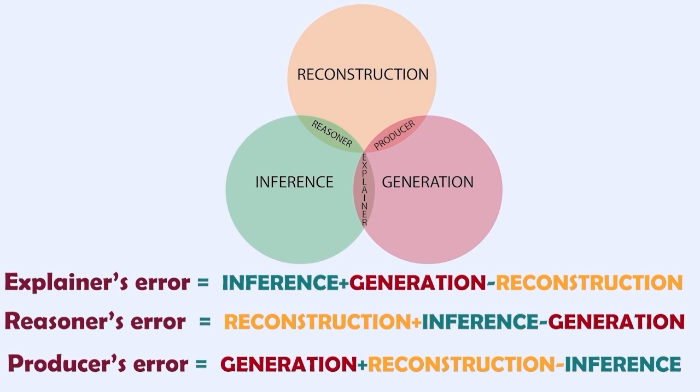Finally, the producer's error is determined from the sum of the generation and reconstruction losses, subtracted from the inference loss. This error guides us on the quality of the NIR spectrums produced by the producer network.